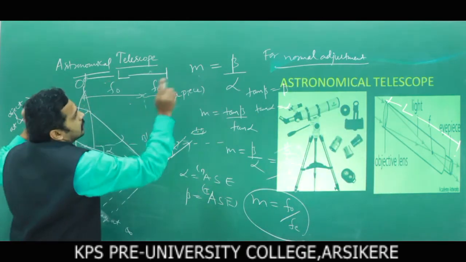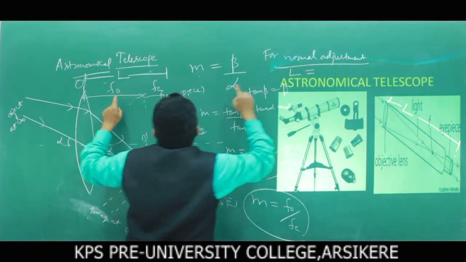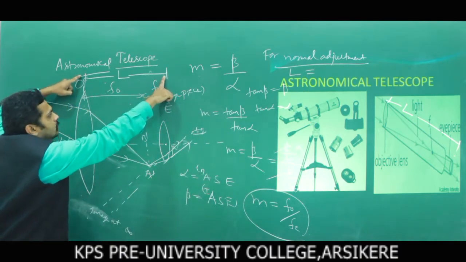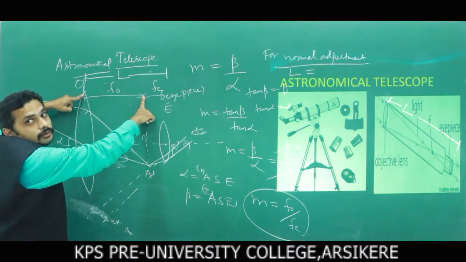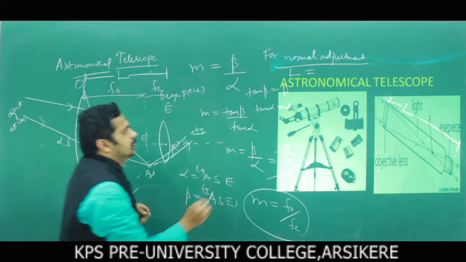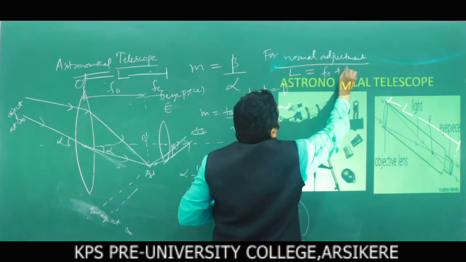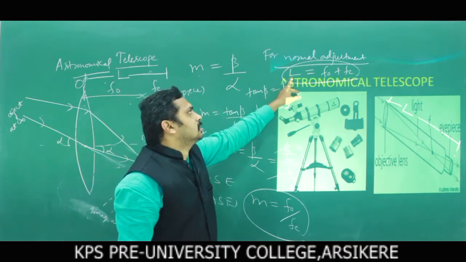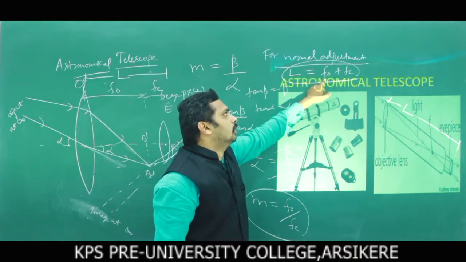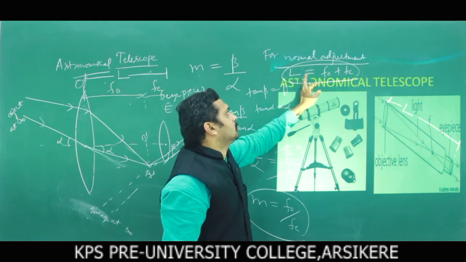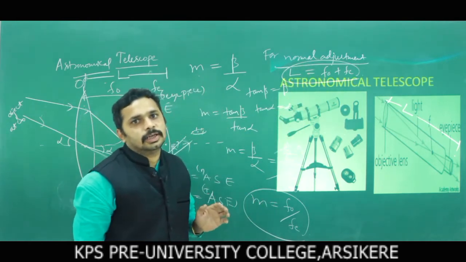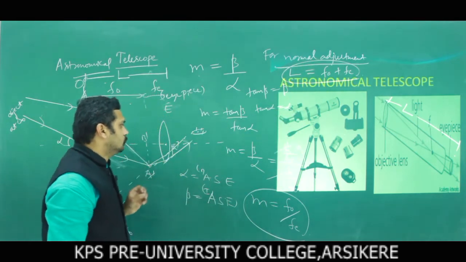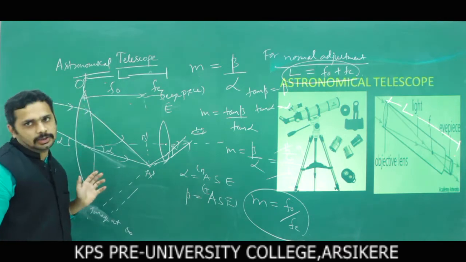Now for normal adjustment, what is L? Look at here, this is the L. L is equal to the sum of focal length of objective lens and the eyepiece lens. L is equal to f naught plus Fe. This is very important. This is the expression for tube length in terms of focal length. For normal adjustment, L is equal to f naught plus Fe. Now, so this is the astronomical telescope.